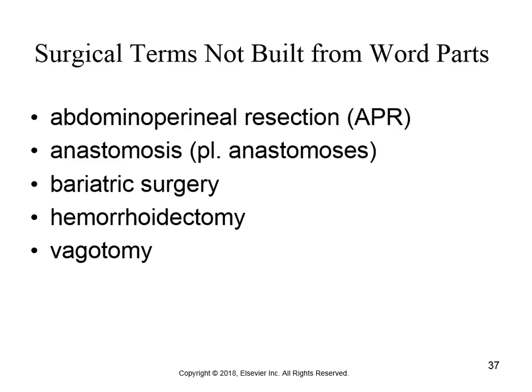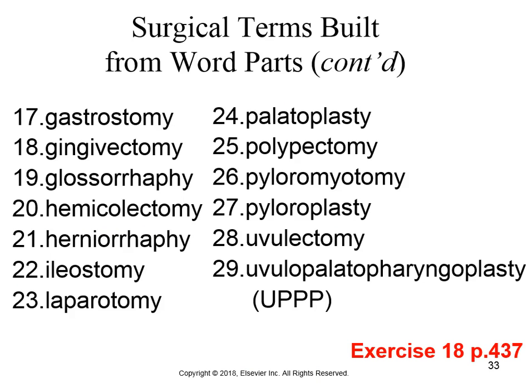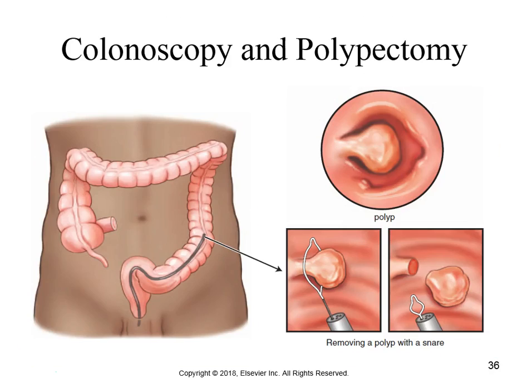All right, and then lastly here, we have a couple more terms that are not built from word parts. Before you get to these, going back, I would say please work on exercise 18. That is on page 437 in your book before you move on to the next set of sections, because there are 29 surgical terms that you should practice first.